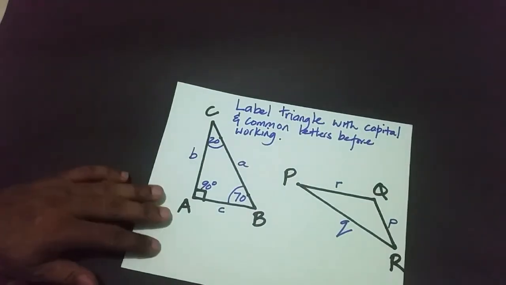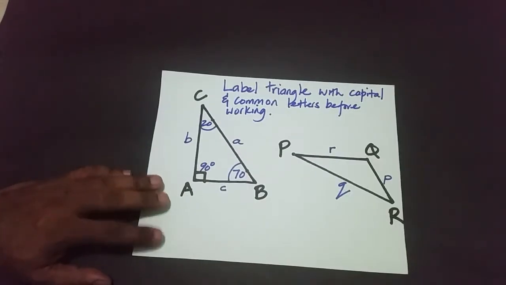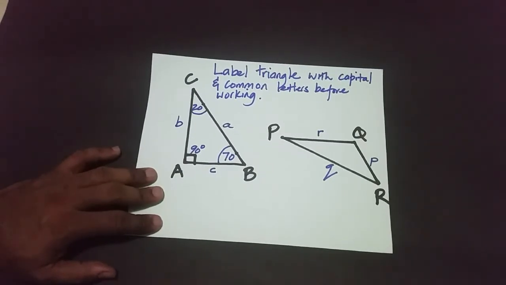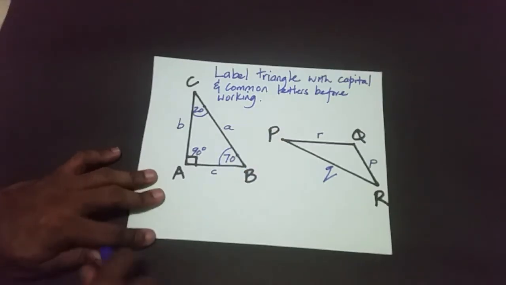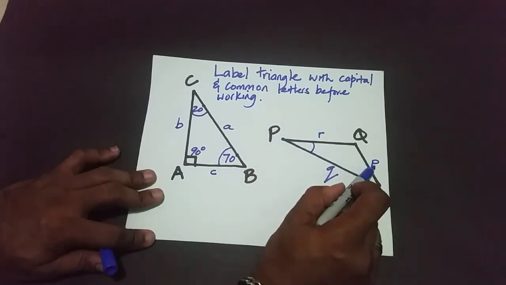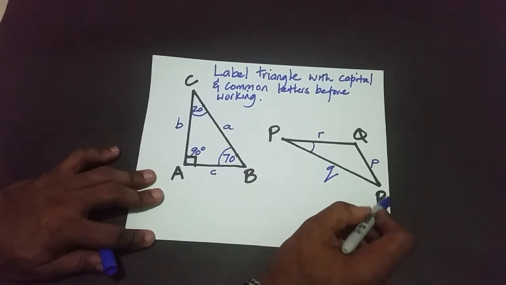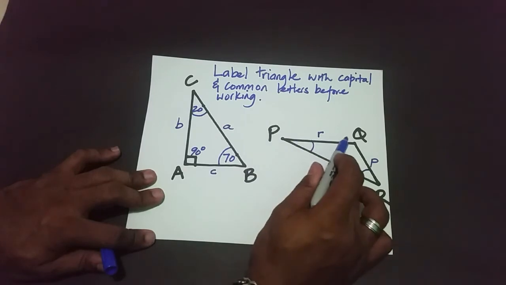And before we actually start looking at any of the two trig rules, we have to understand the difference between capital letters on a triangle and common letters on a triangle. So what we're saying is that the capital letters are going to denote angle, and the common letters are going to denote length of side. So in this particular triangle here, capital P would denote the angle at vertex P, while the side opposite that angle is little p. This here, which is capital R, would denote this angle here at the vertex, while the side opposite angle R is little r, which denotes the length of side, which in this case is PQ.